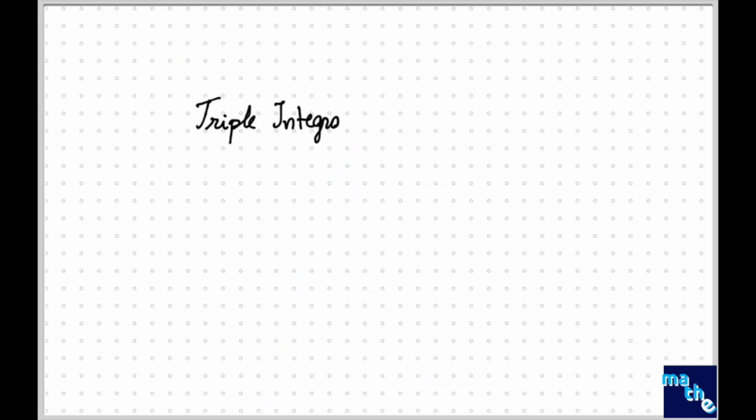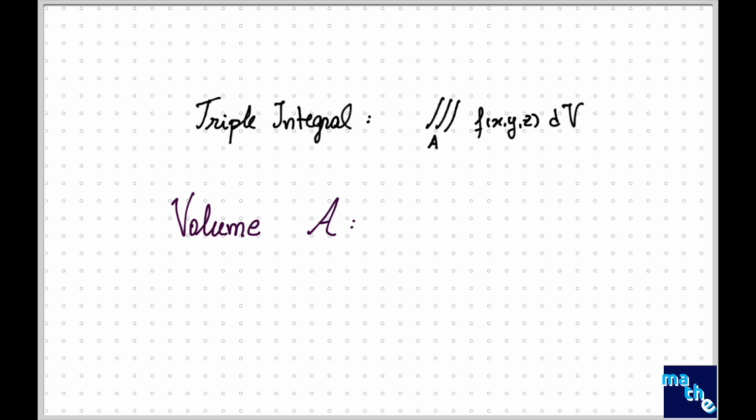As you already know, triple integrals are generically presented this way. However, it's also useful to know that for the same three-dimensional region A, you can be asked to evaluate the volume. So, in this case, we would get, as above, the triple integral over the region A, but instead of having f, we have a 1.